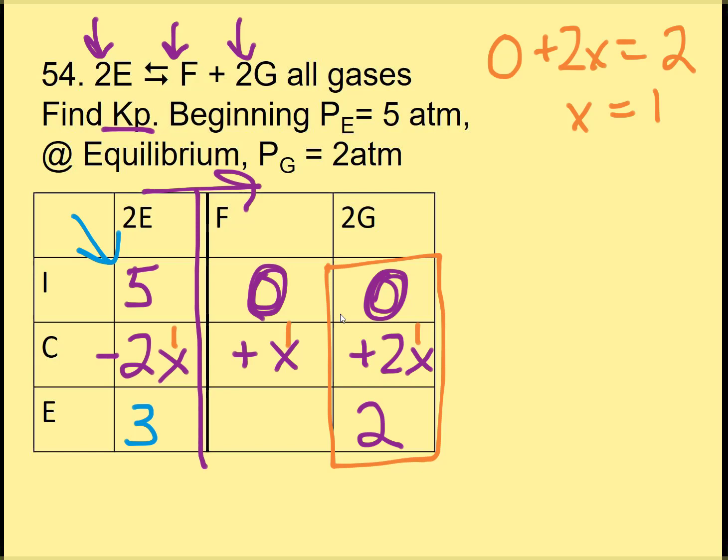And on this next one, I'm going to have 0 plus 1, so I'll get a 1. And then I know this last one is already a 2. It already gave me that. The equilibrium values are the ones that you're going to plug into your equation. So let's write our Kp equation.